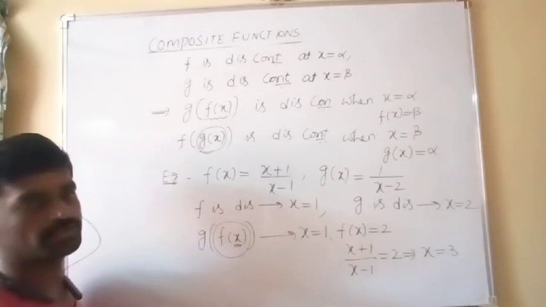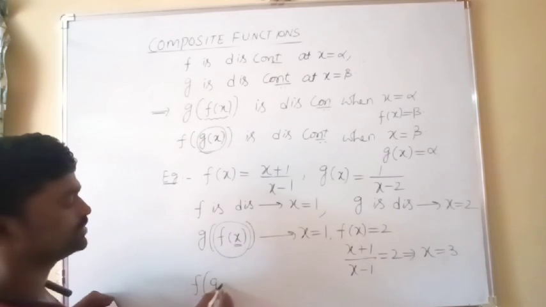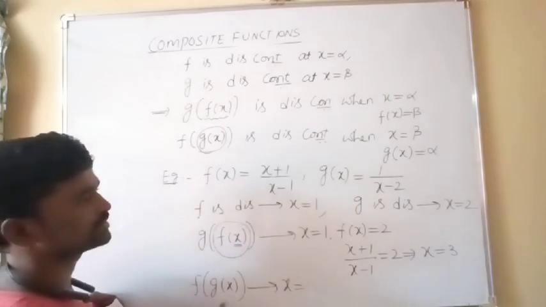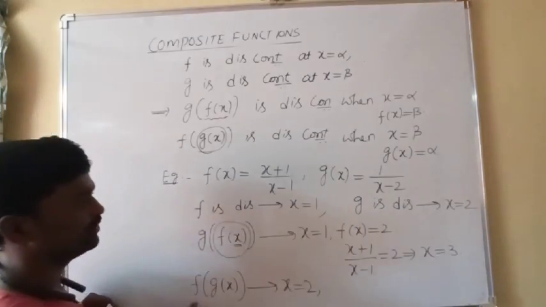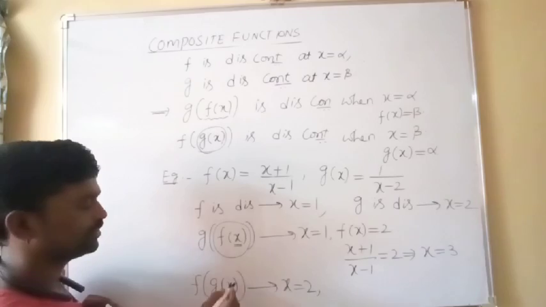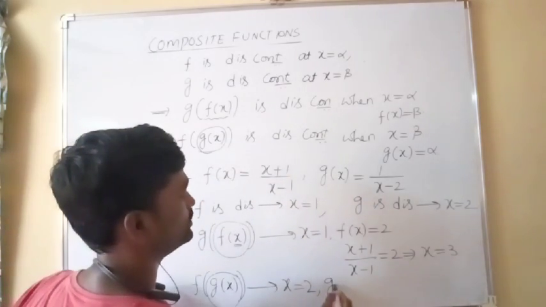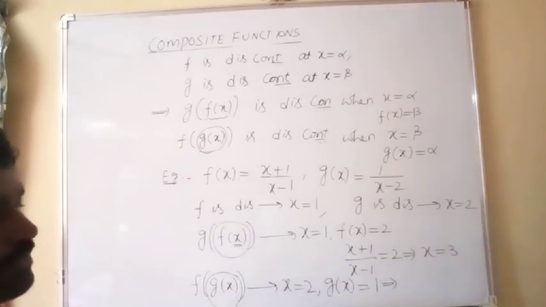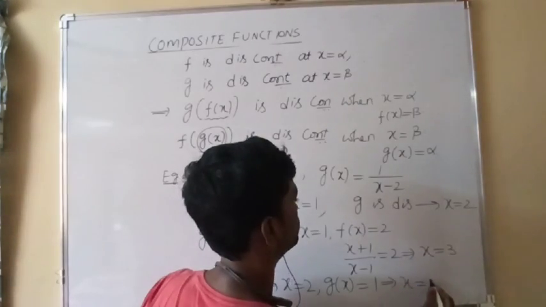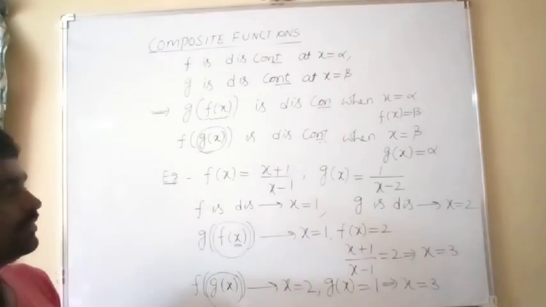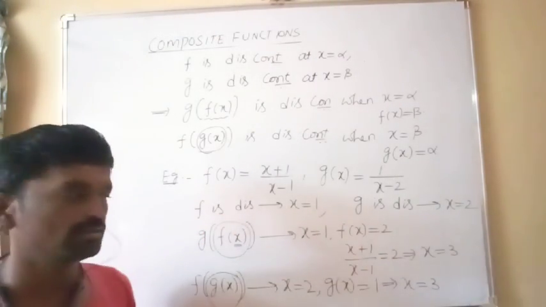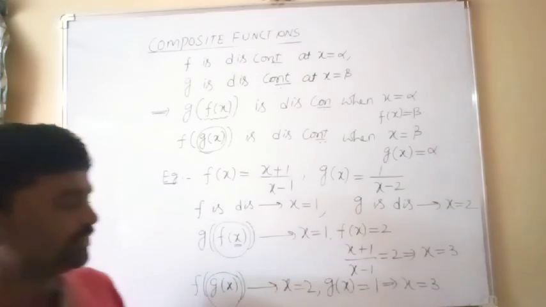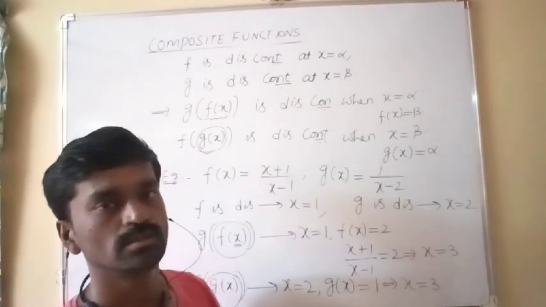I am not finding g of f of x, just remembering those points. Then you tell me now, what about f of g of x? So f of g of x is discontinuous where the g function is discontinuous, at 2, and where the f function is discontinuous, at 1. So f of g of x is discontinuous when g of x is equal to 1. 1 by x minus 2 is 1 means you will get x value 3 only. So the f function is discontinuous at 1, the g function at 2, g of f of x is discontinuous at x equal to 1 and 3, and f of g of x is discontinuous at x equal to 2 and at x equal to 3.